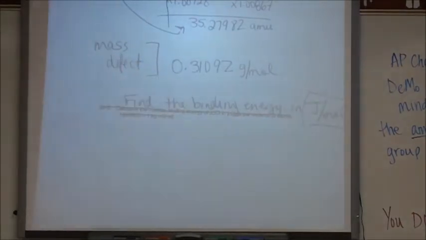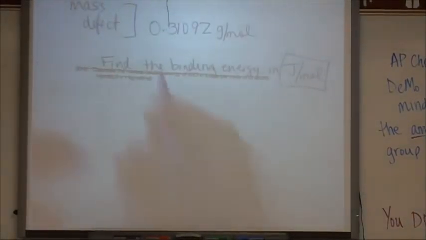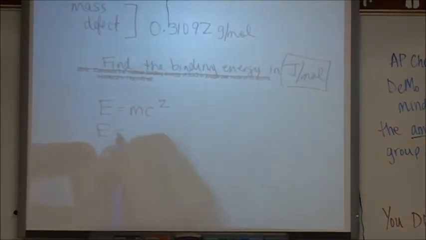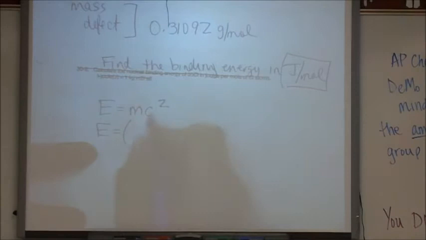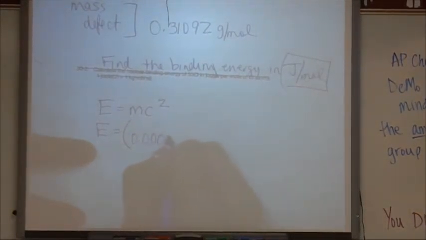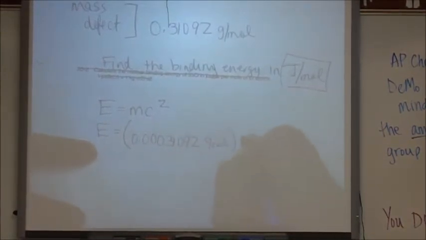So we're going to use this mass defect, and how am I going to find binding energy? E equals mc squared. So we're solving for energy. What's our mass going to have to be? 0.31. Nope. We want what unit? Oh, kilograms. So 0.0003192 kilograms per mole. Oh, sorry, I just said it was kilograms. And then we get 3 times 10 to the 8th. What's the unit on the speed of light? Meters per second. We're going to square that.